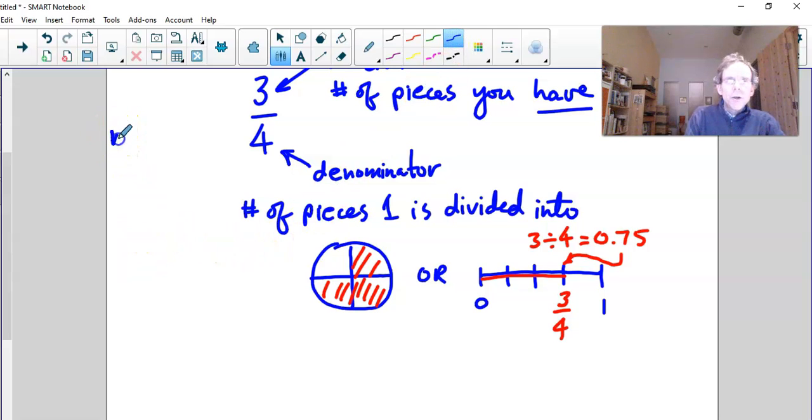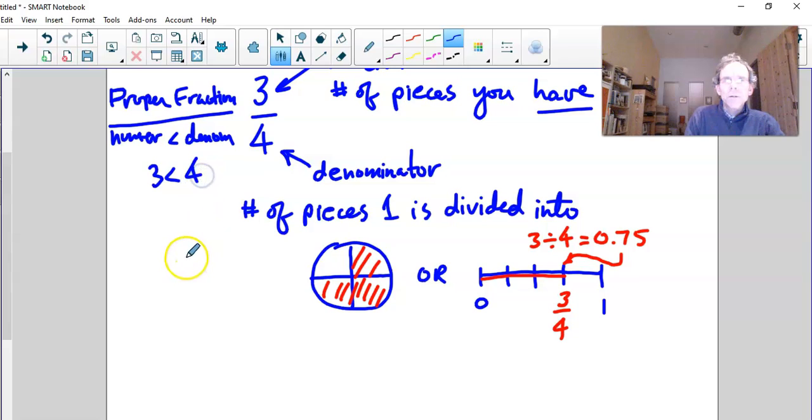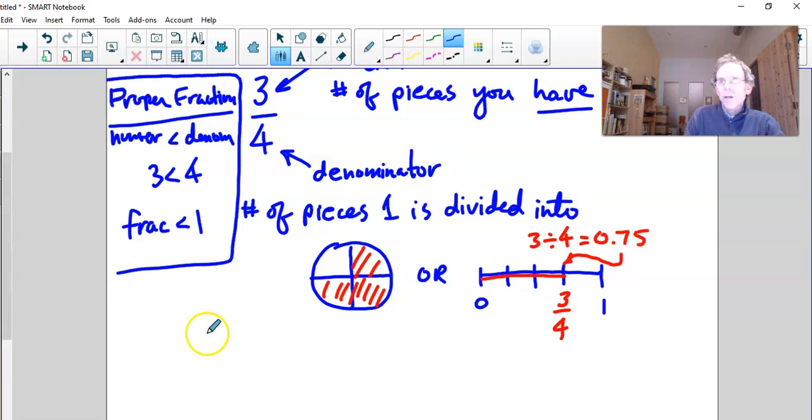So when the numerator is less than the denominator, they call this a proper fraction. Proper fraction. And here the numerator is 3, which is less than 4, right? A proper fraction is a fraction where the fraction is less than 1. So 3/4 as a number is less than 1.